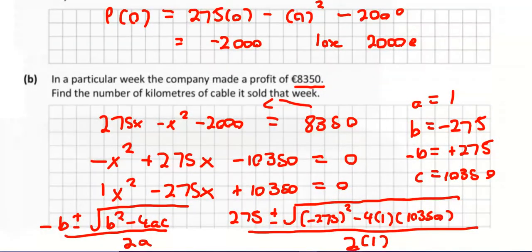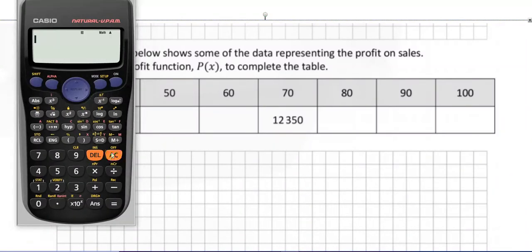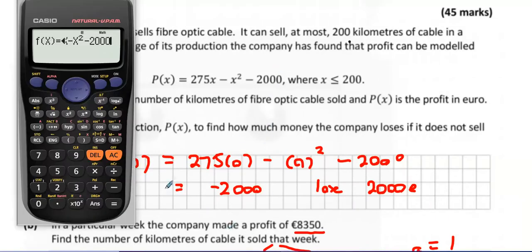Okay, so we're on to part C now. Use the table function below, shows the data representing the profit on the sales. Use the profit function to complete the table. Okay, so that's not too bad. So what we're going to do is go back to our mode, our table function. We're going to do f of x equals 275x, if I remember correctly, take away x squared, take away 2000. Always double check, lads. Yep, I got that correct.